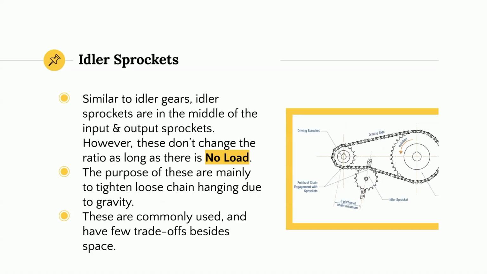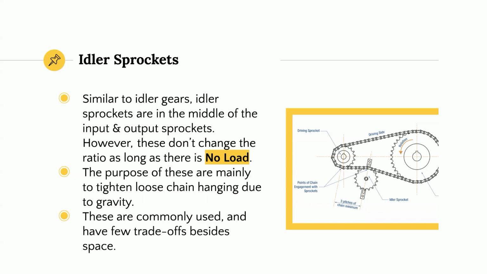Idler sprockets. Similar to idler gears, idler sprockets are in the middle of the input and output sprockets. However, these don't change the ratio as long as there is no load. So what do I mean by no load? It just means they're free spinning. If there's any weight on them, it can change things. But if they're just free spinning, it won't change a thing.